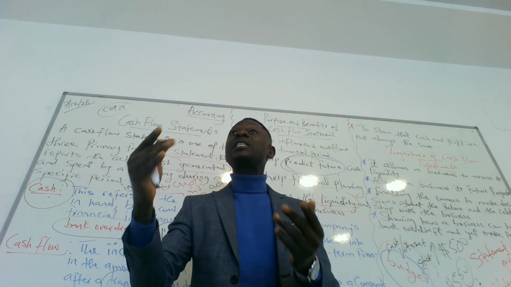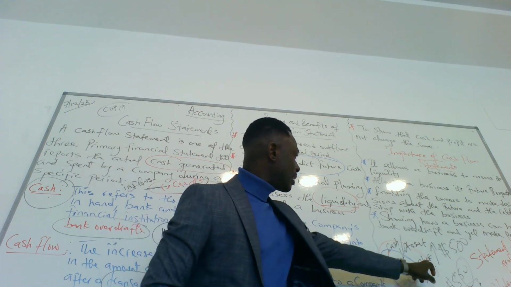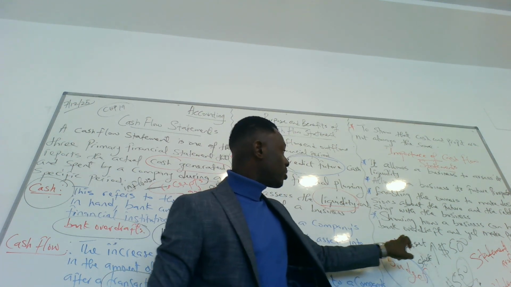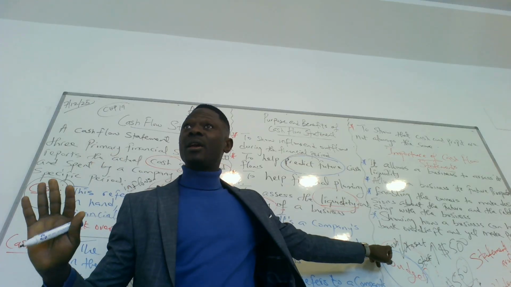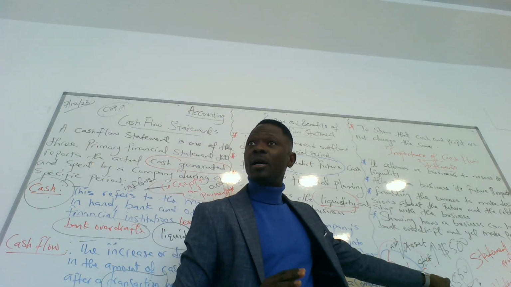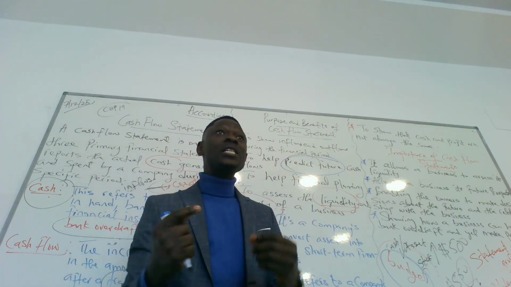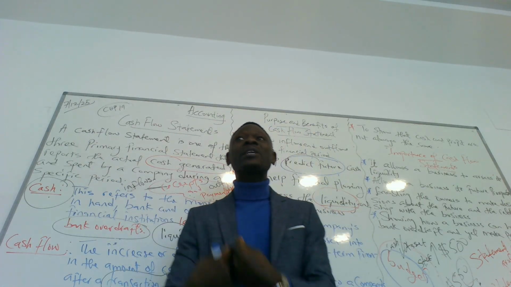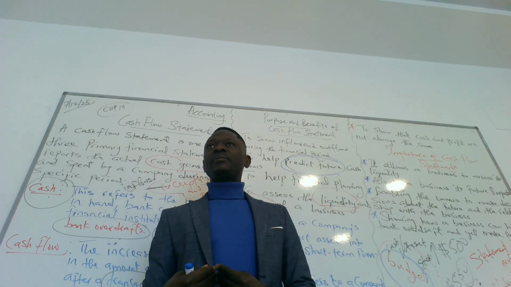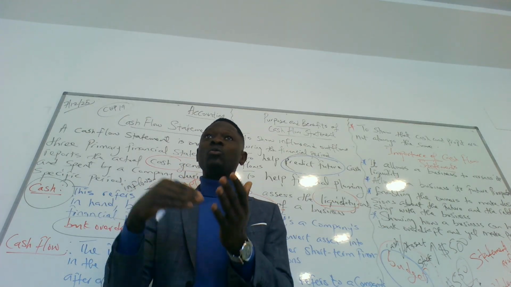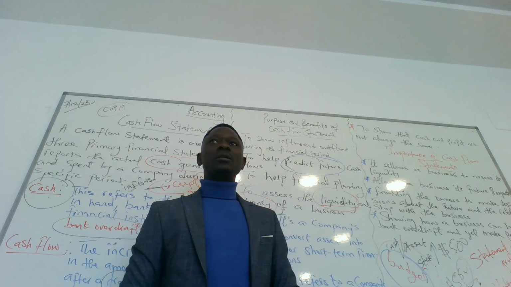When you buy on credit, your asset of stocks increases. It does not affect your cash because you did not pay. But when you pay for those stocks, your asset of cash reduces. So that means as soon as you purchase on credit, it does not have any impact on your cash. And that is why cash would not be the same as profit.